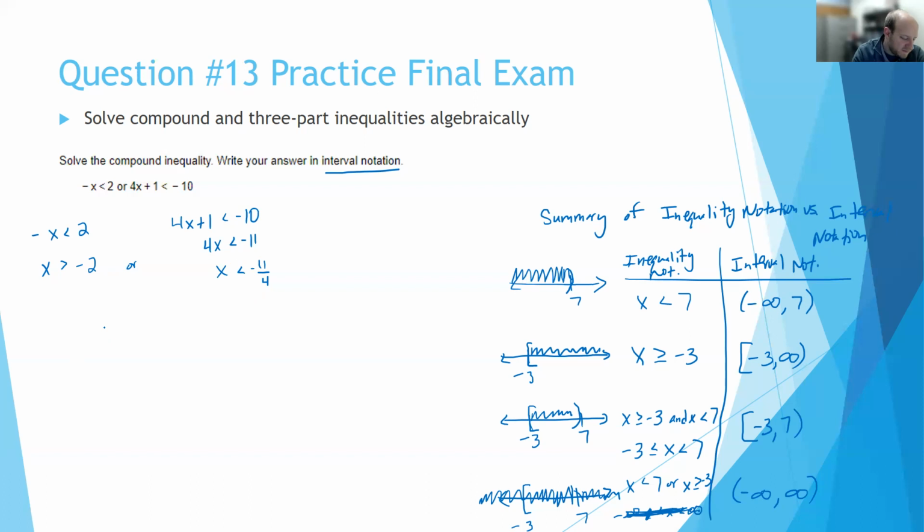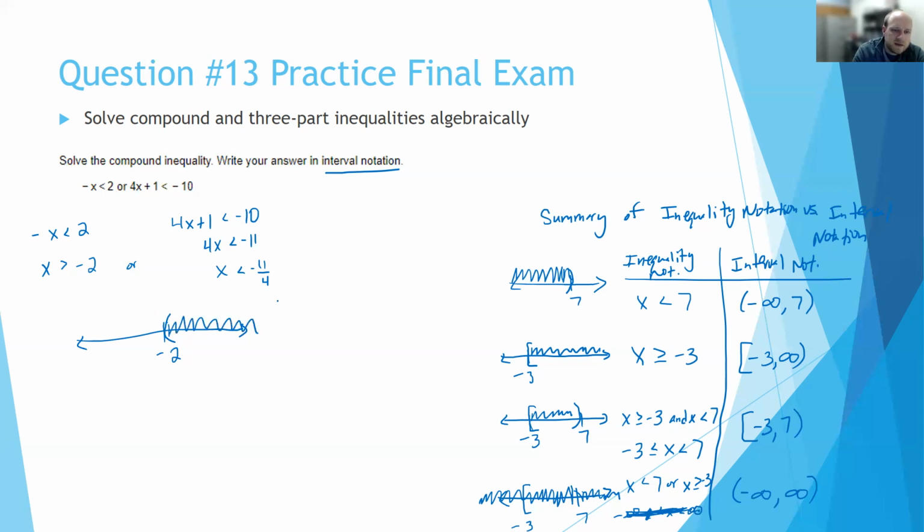So now what I like to do here, before I give the answer in interval notation, is draw this out. So where's -2 and -11 over 4? Well, let's just have -2 here, and it's everything greater than -2, which is going to be a parenthesis because this is a greater than, it doesn't have that bar underneath it. So it's everything over here.